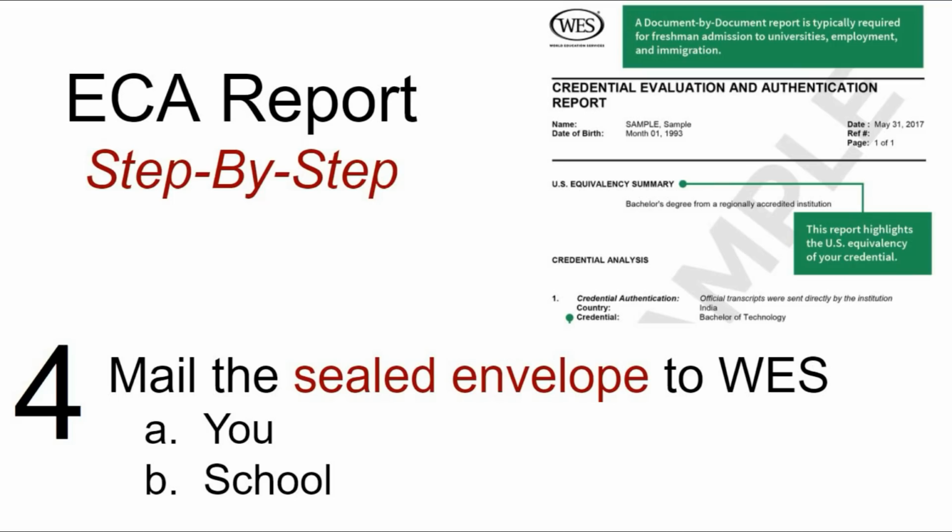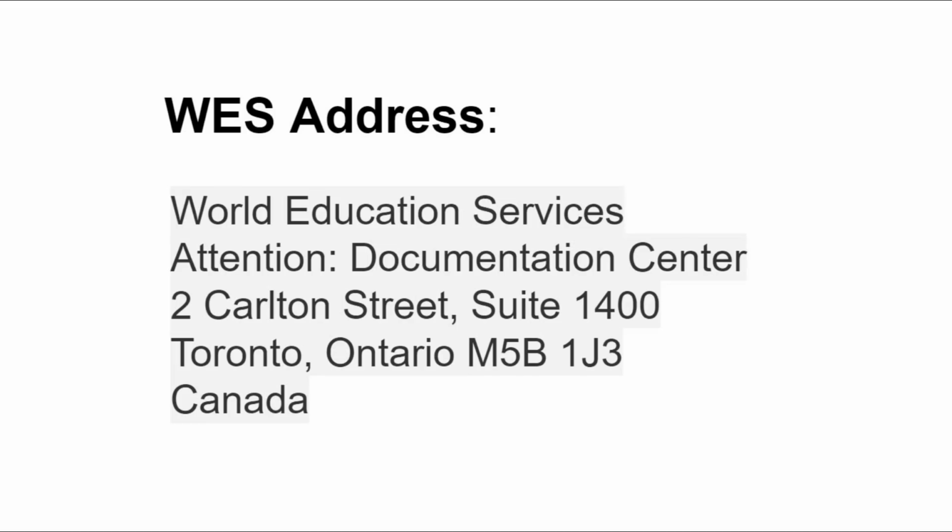Step 4 is to mail the sealed envelope to WES. Now this step can be done either by you or the school. Now the school sometimes will not mail the envelope directly to WES, so in that case you are gonna be the one to mail that envelope to WES. So what you can do is go to your school, take the envelope, go to the courier and mail it over. Now here is the address where you need to mail the envelope to.